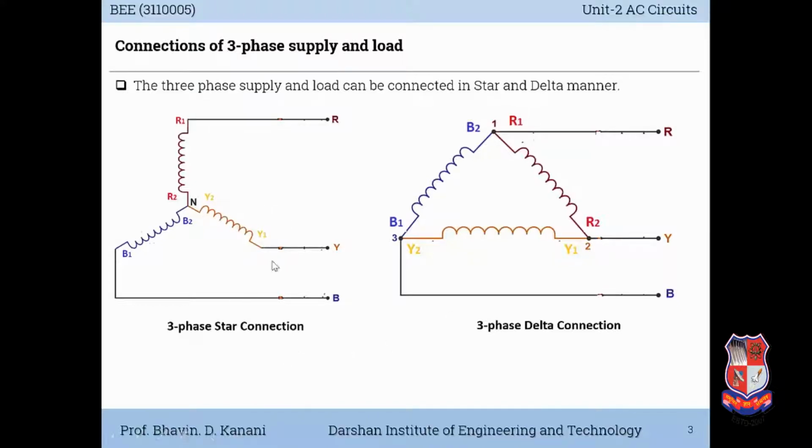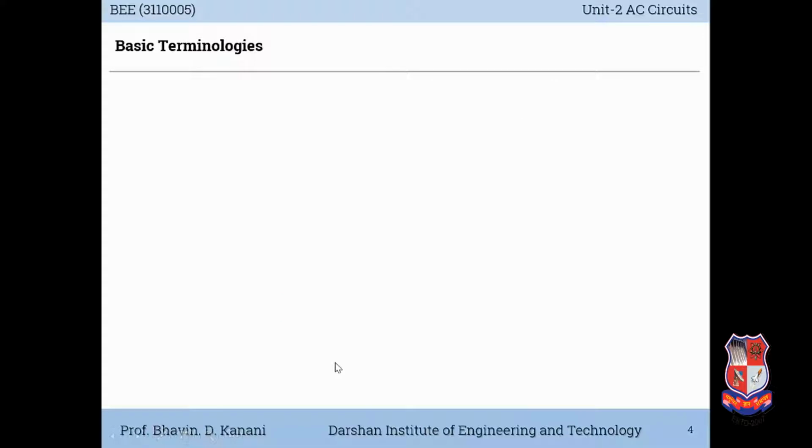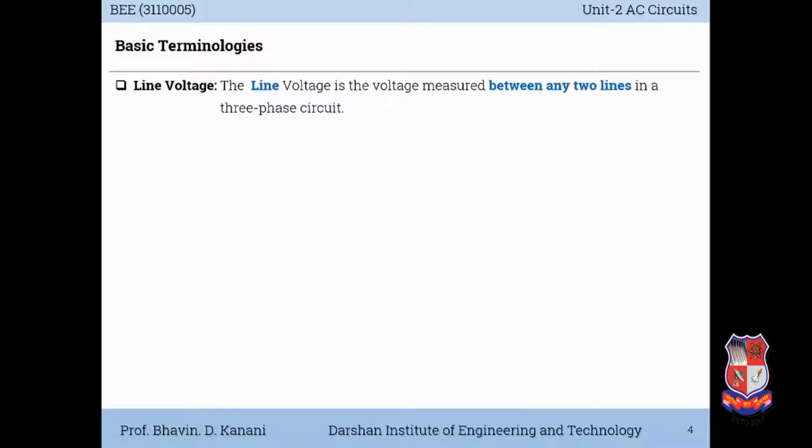This star connection is like the symbol of Mercedes and this delta configuration is like the symbol of Lancia. Now let us understand some basic terminologies.